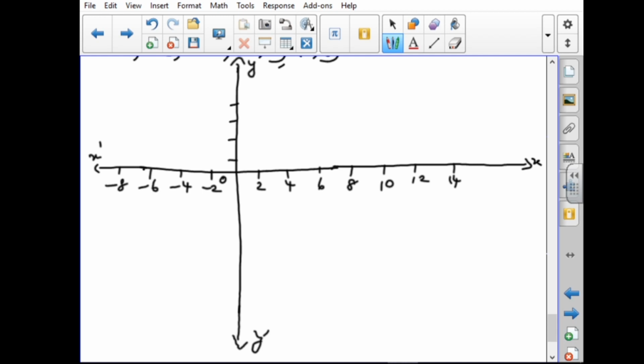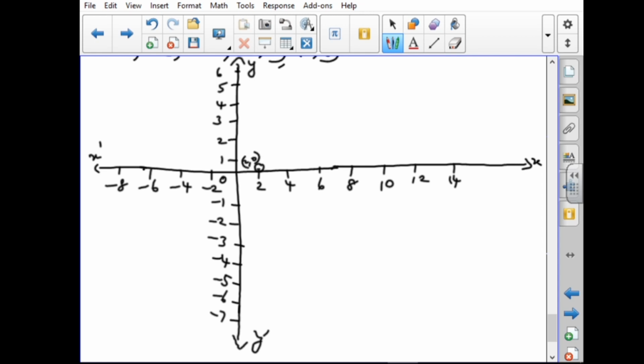Here, 1, 2, 3, 4, 5, 6. Minus 1, minus 2, minus 3, minus 4, minus 5, minus 6, minus 7. The first one is 2 comma 0. 2 comma 0 means 2 is x value and 0 means y value. So 2 comma 0 means here. But write here 2 comma 0.